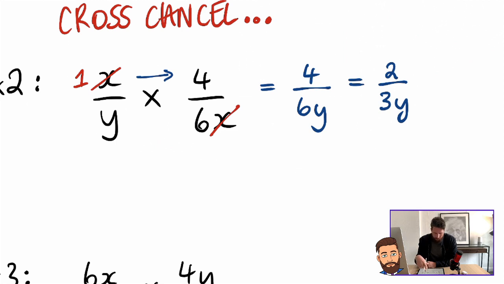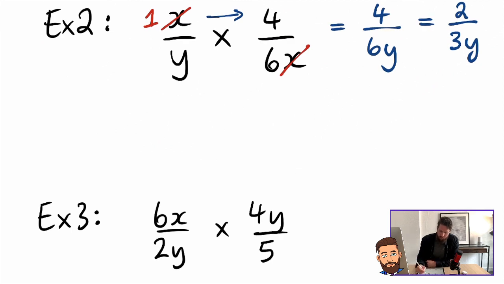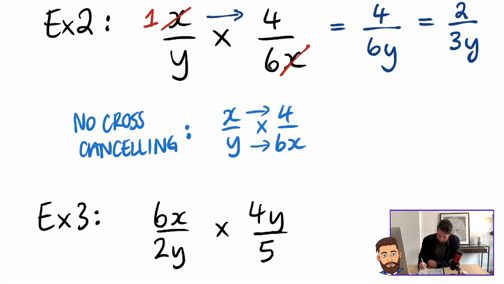Okay. Alternatively, if you do not like the cross cancelling, let's just see what happens if we didn't cross cancel. So if I do the same question with no cross cancel, not using that method, what would I do? I've got x over y times 4 over 6x. Well, if I just multiply across, that would give me 4x, because x times 4 is 4x. And 6x times y is 6xy.